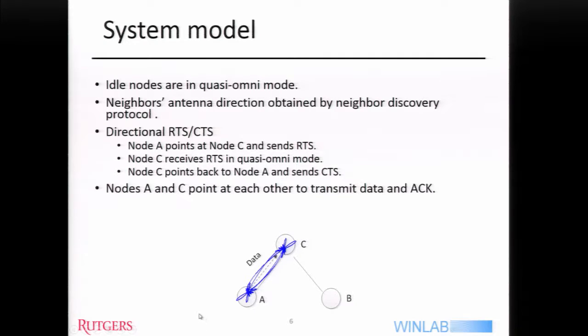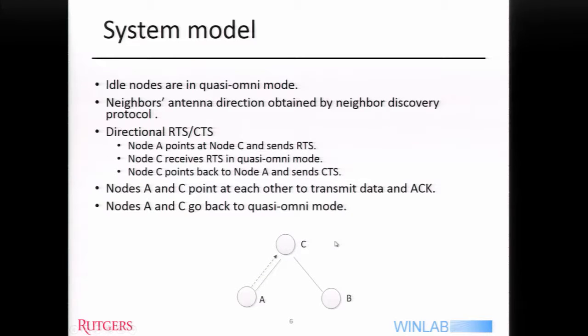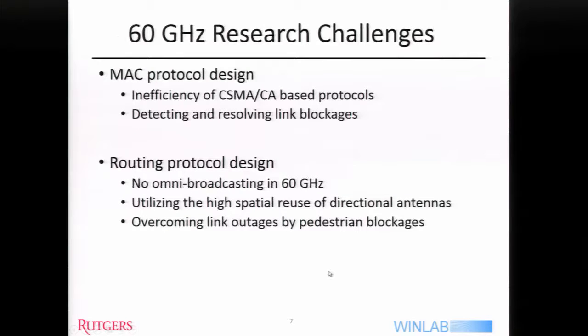After that, node A and node C will point to each other and transmit data and acknowledgement packets. And after that, node A and node C will go back to the quasi-omni mode. So there are several research challenges of the 60 GHz network.